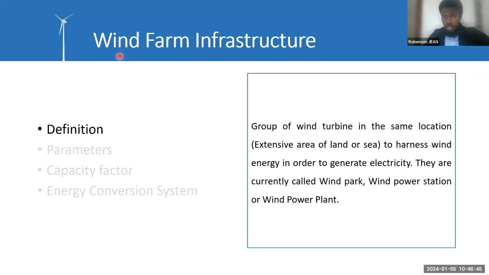So let us see what a wind farm is. A wind farm is obviously a group of wind turbines that are located in the same location. It may be on the sea or on the land, in order to harvest the wind energy and to generate electricity.